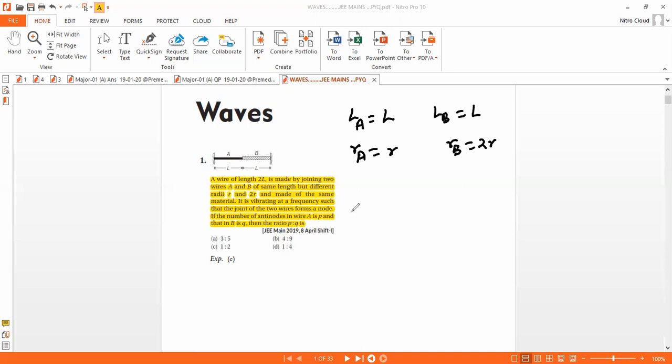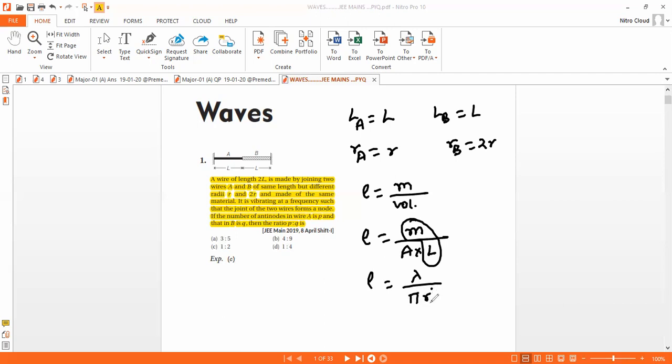Here we can write density equal to mass by volume, so density equal to mass by area times length. Mass per unit length is the linear density. So rho equals lambda, or mu, the linear density, divided by area, that is pi r square. So lambda equals pi rho r square.